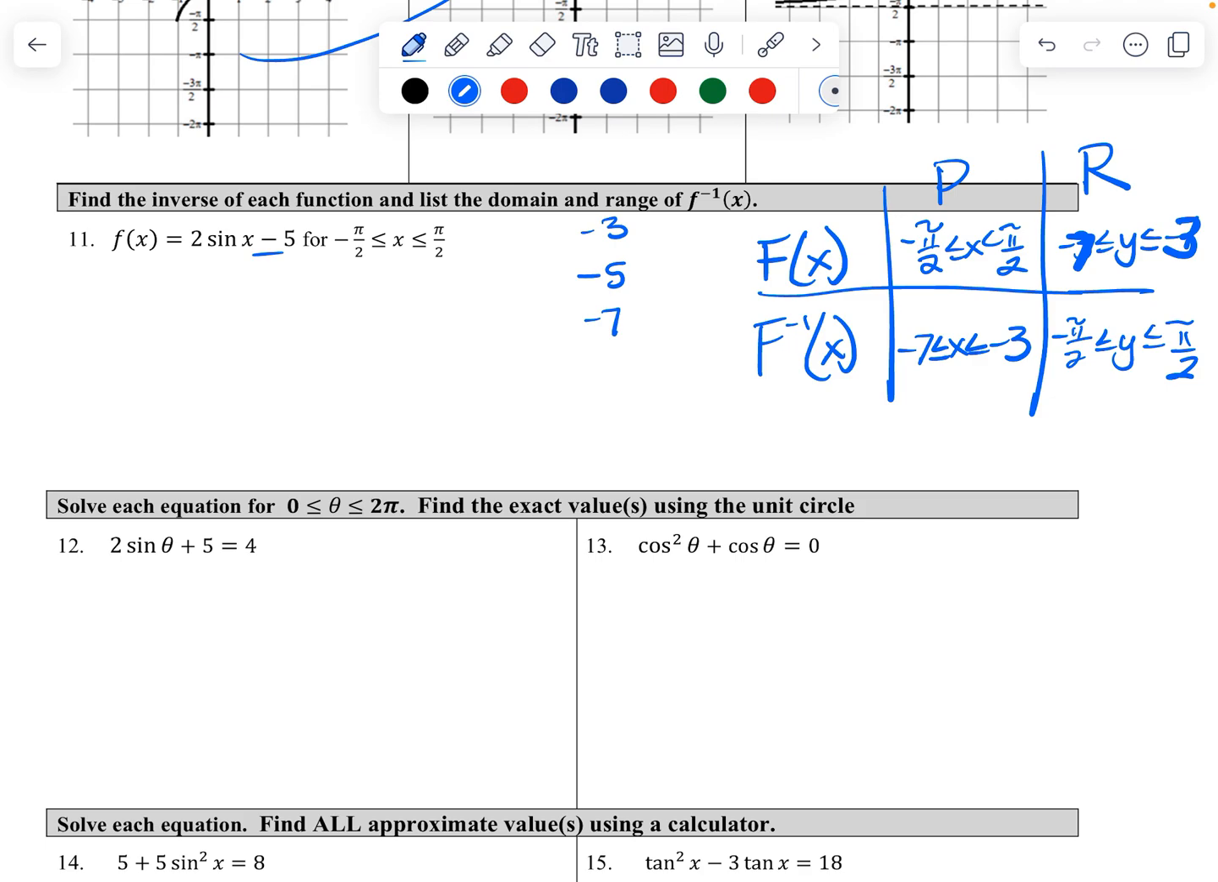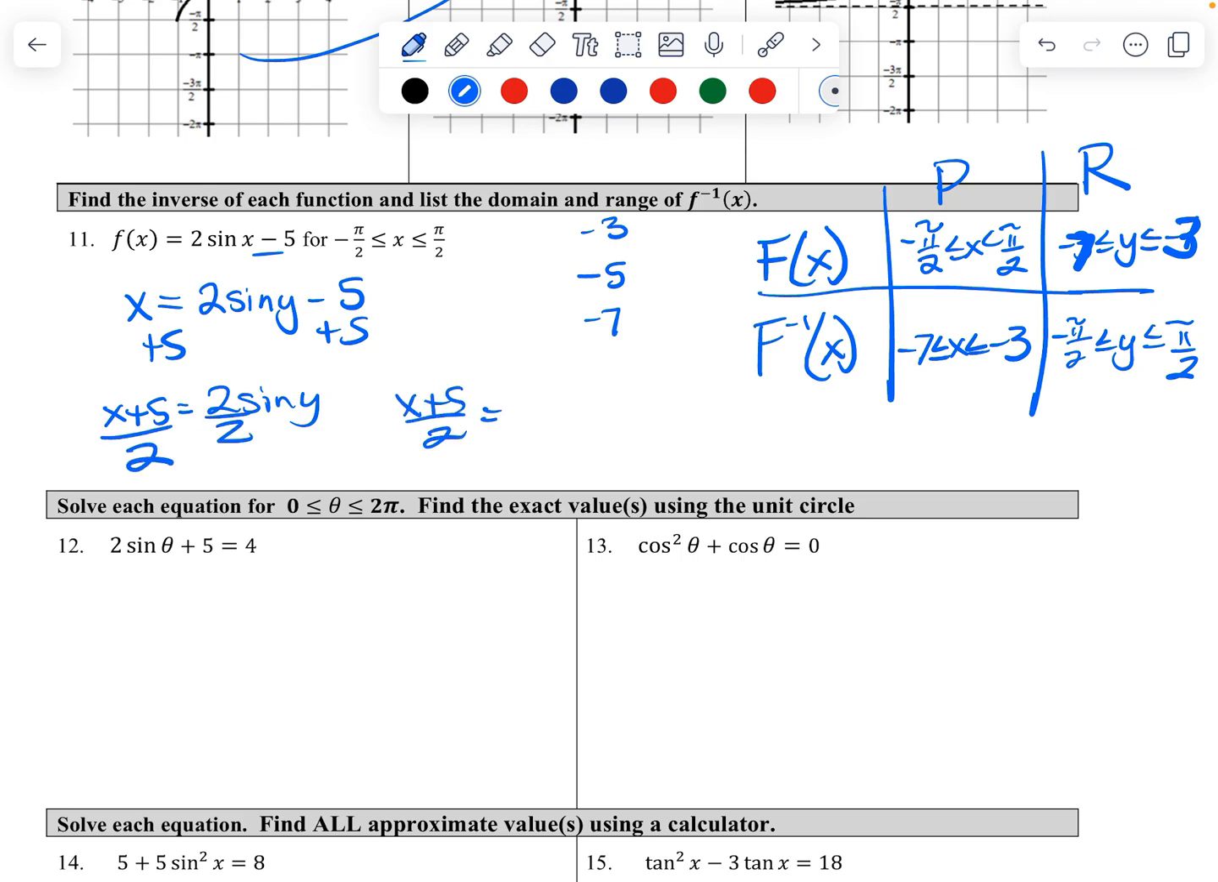All right, and then how do we find the inverse here? So we switch our x and y to the sine of y minus 5 plus 5. So x plus 5 equals 2 sine of y. Divide by 2. And then we have to do the inverse. So sine inverse. So the inverse sine of x plus 5 over 2 equals our y value.